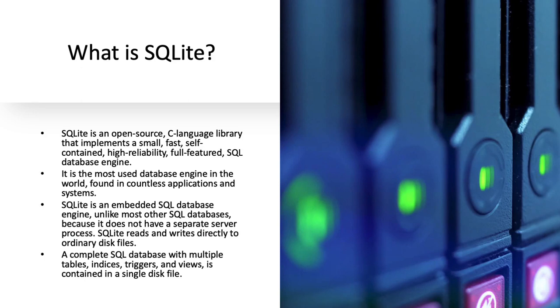SQLite is an open source C language library that implements a small, fast, self-contained, high reliability, full-featured SQL database engine. It is the most used database engine in the world, found in countless online applications and systems. SQLite is an embedded SQL database engine. Unlike most other SQL databases, because it does not have a separate server process, SQLite reads and writes directly to ordinary disk files. A complete SQLite database with multiple tables, indices, triggers, and views is contained in a single disk file.